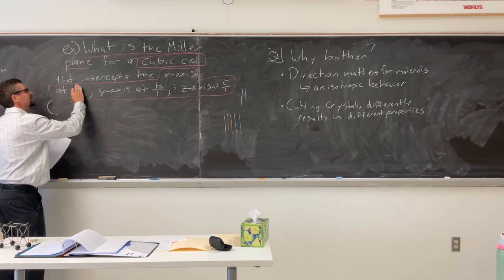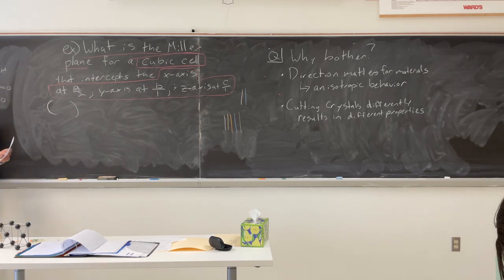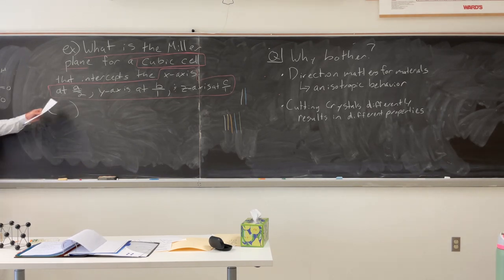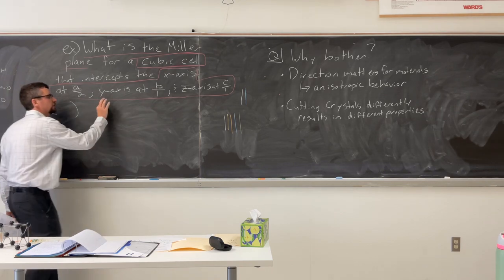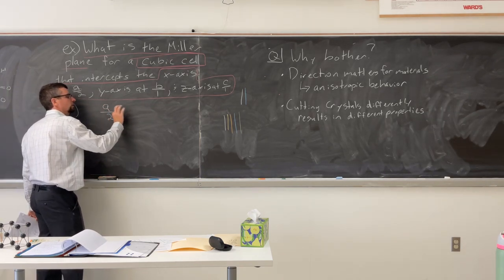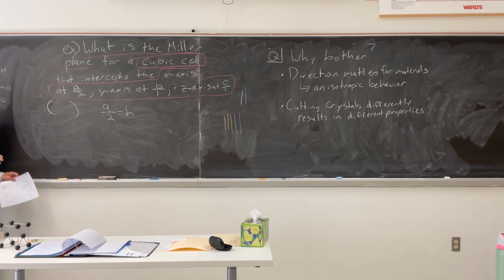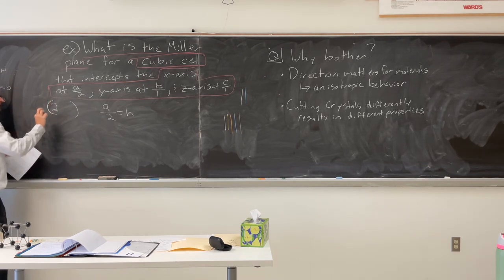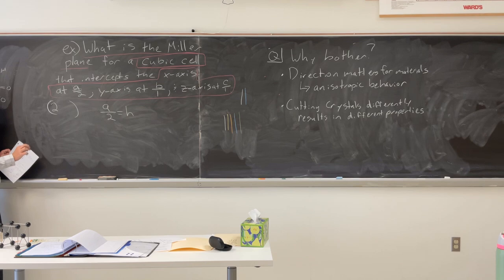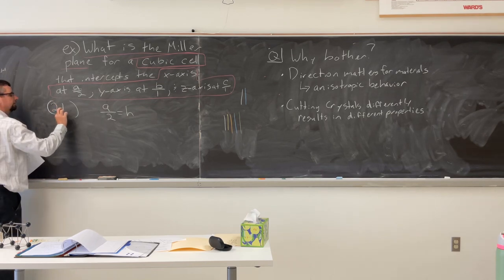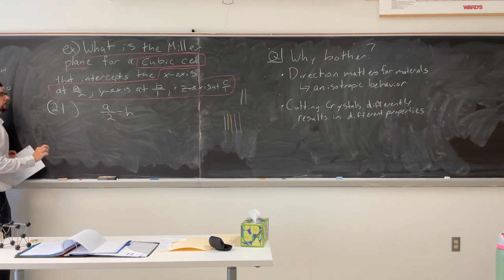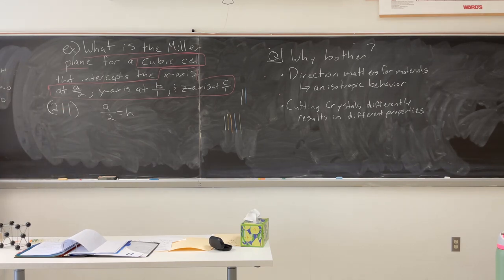Why did I write 2 over 2? There we go. That's a over 2, my bad. 2 over 2 is 1, we don't want that. Okay, so we said the relationship is a over (a over 2) is equal to h, right? So what's our plane then? 2, yep. Then what about for k? Yep. Followed by, yes. So we have the (2 1 1) plane.